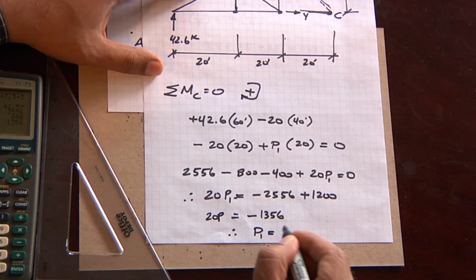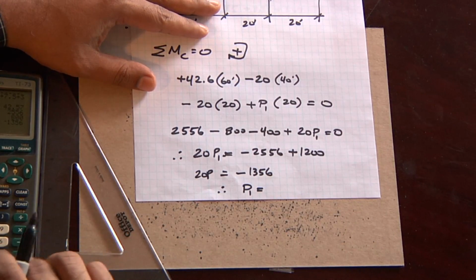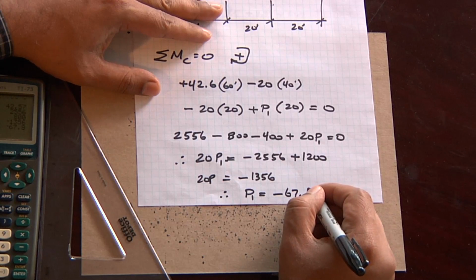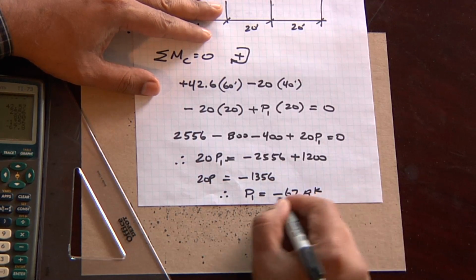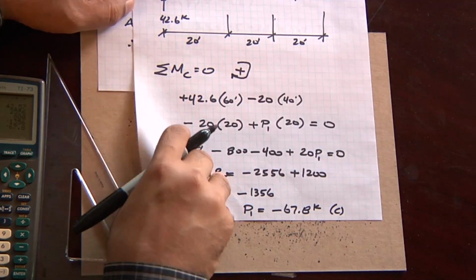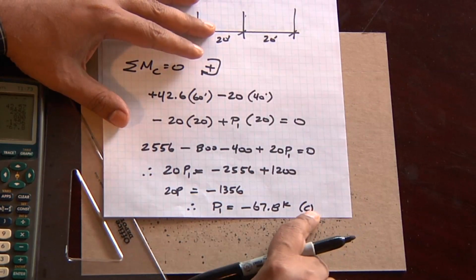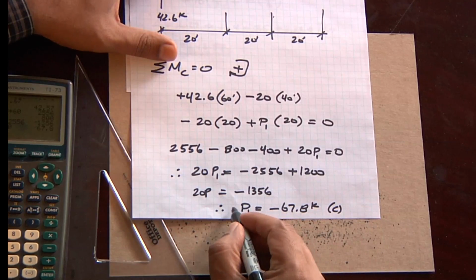And so P1 equals minus 1,356 divided by 20, which is minus 67.8. Now the fact that it's minus only tells us that it's in compression. We assumed it to be in tension, but the fact is that it's in compression. That's not a big deal because the sign will automatically correct you.